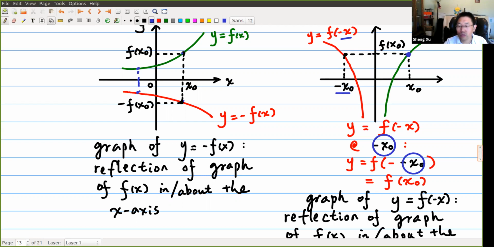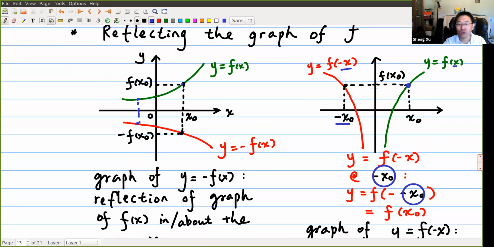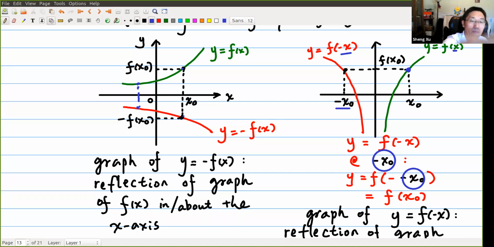So the graph of y equals f of negative x is the reflection of the graph of y equals f of x about the y-axis. Okay? So that's another transformation, reflection. So basically, you just take this green curve and flip around the y-axis. For the first case, you take the green curve and flip around the x-axis, right? That's called a reflection.